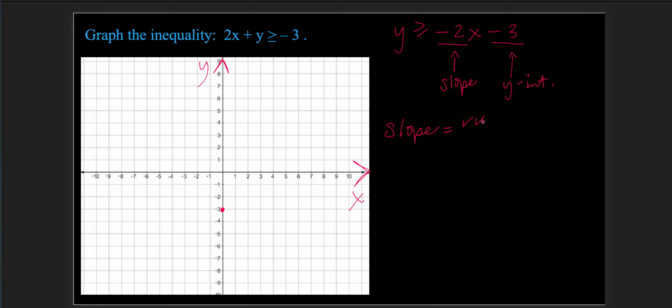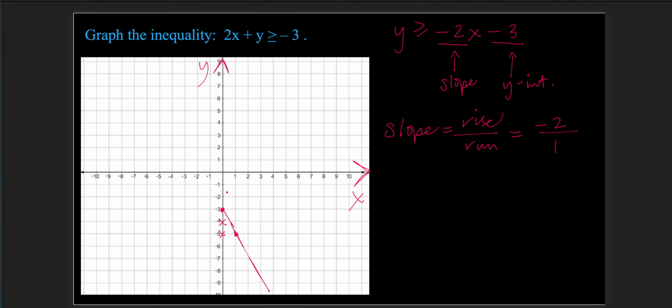Slope is rise over run. And what I have is -2, so I'm going to put -2 over 1. So from that point, I'm going to go down 2, because that top number tells me up or down to go. So down 2, 1, 2, and the 1 is positive, so that's right here. So that's where another dot will be. And another solid line, because they have an equal part to that inequality.